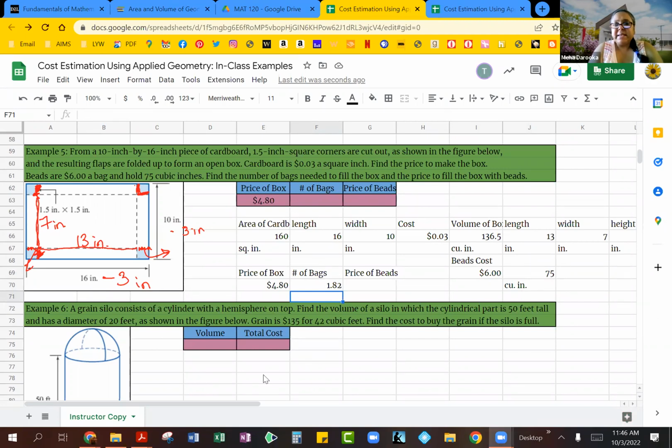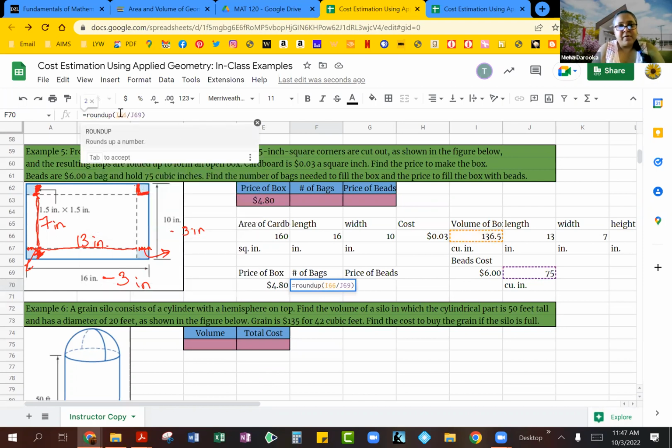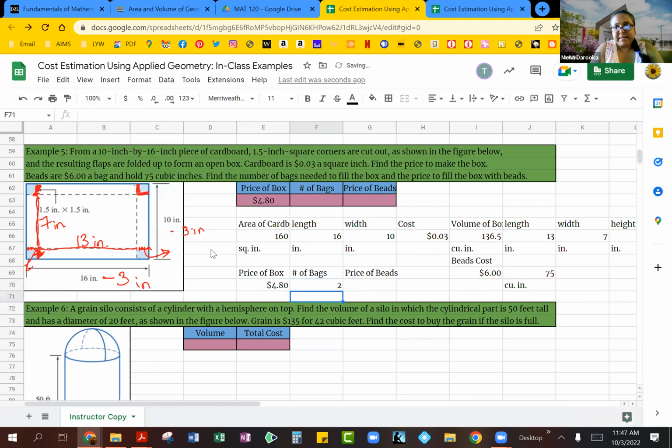Now, obviously, since you're going to, yeah, exactly, Sabrina. So since you're going to come out to be at 1.82, we are going to need to round up this answer. So I'm actually just going to go ahead and put this in parentheses and use my roundup function. So it will automatically give us 2 as our total number of bags. And then, of course, if each bag is going to cost you $6, that's 6 times 2, which will then end up giving you 12 as your answer.